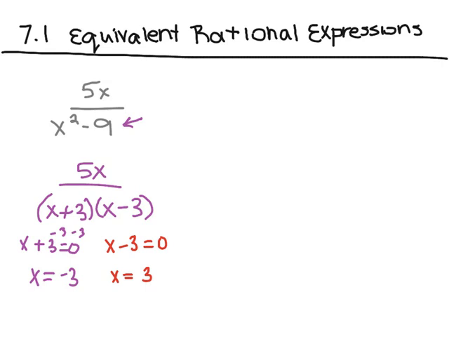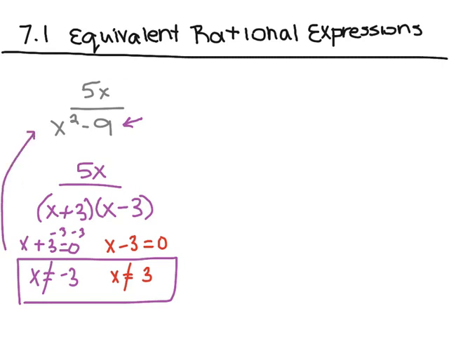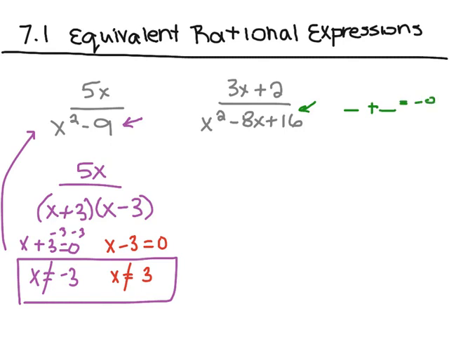So these are our non-permissible values, so we know that they cannot equal. Otherwise, the denominator will be 0. And if you plugged them in to this equation, it would make it 0. Same with the next one. We want to factor our denominator, so blank plus blank equals negative 8, and blank times blank equals positive 16. So we have negative 4 and negative 4 are our two numbers.